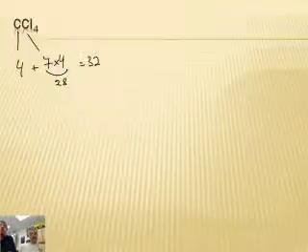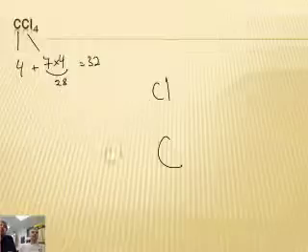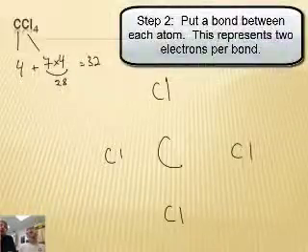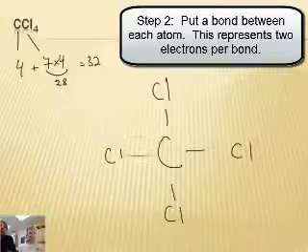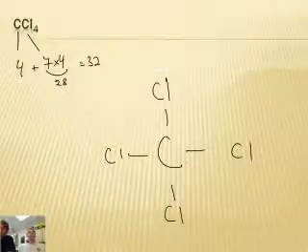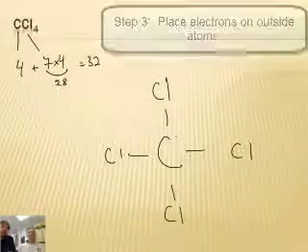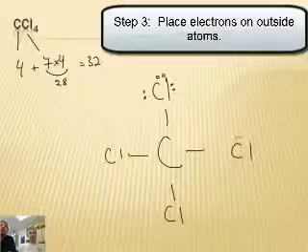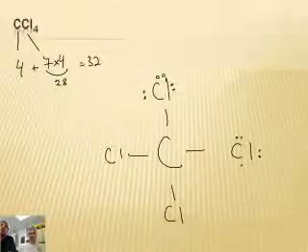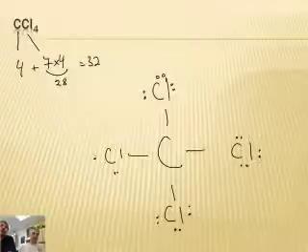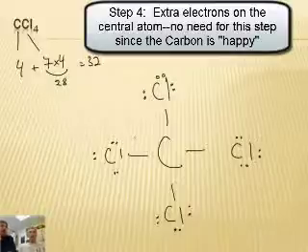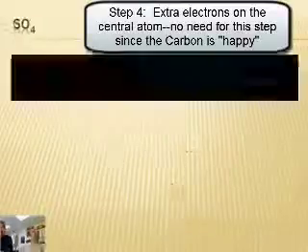So the central atom would be carbon, and I'll apply 4 chlorines on the outside. So what's the first step? Draw a bond between them all. 2, 4, 6, 8. Hey, by the way, carbon's happy already. He's got 8. So if we can make chlorine happy, we're good to go, right? So 10, 12, 14, 16, 18, 20, 22, 24, 26, 28, 30, 32. Okay, we're good. Each chlorine has 8, carbon has 8, everyone's happy.